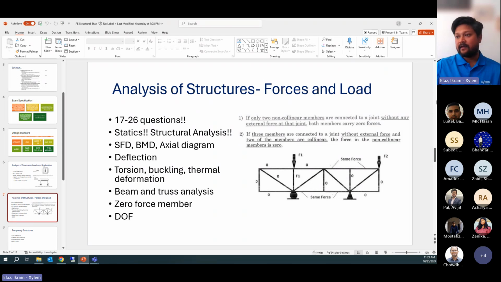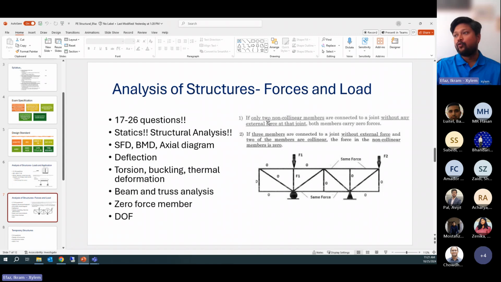Let's say when you see a truss problem and they want a member force, most of the members will be zero force members. So you don't have to calculate most of the members. You will know that the forces in those members will be zero. I'll teach you a trick.